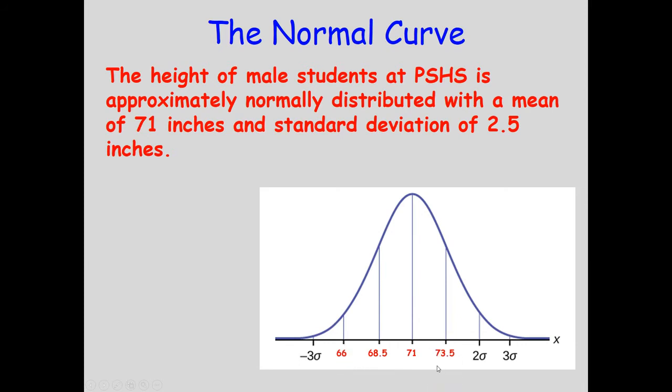This is a fun little graphic we got going on here. So the middle is 71. If you go to the right 2.5 inches, that's your first deviation away from average, second deviation away from the average, third away from the average. Or if you go backwards by 2.5, same thing.